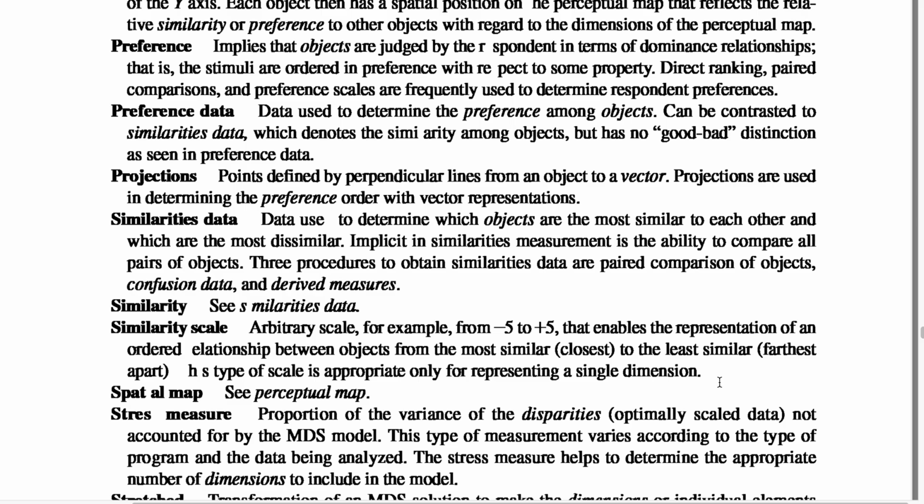Similarities scale. An arbitrary scale, for example from -5 to +5, that enables the representation of an ordered relationship between the objects from the most similar, closest, to the least similar, farthest apart. The scale is appropriate only for representing a single dimension.